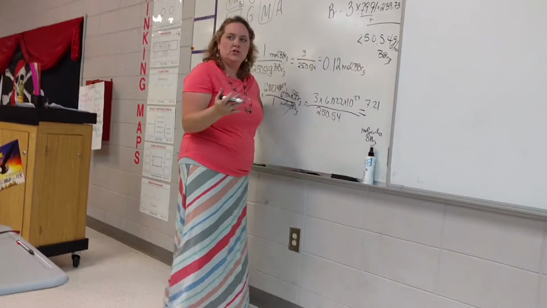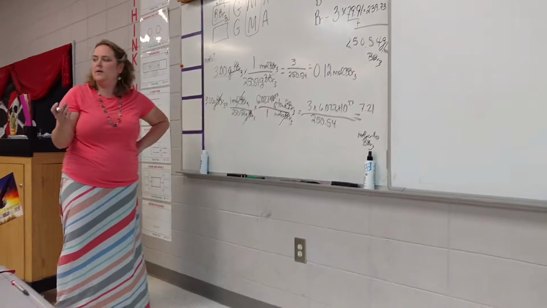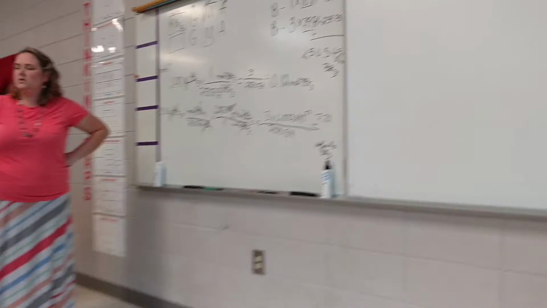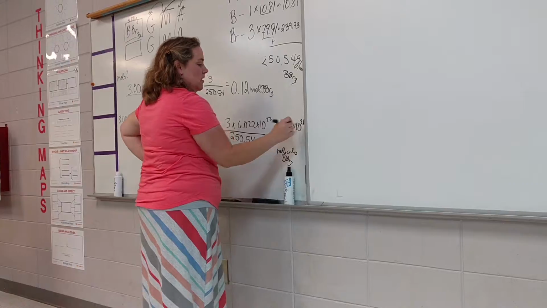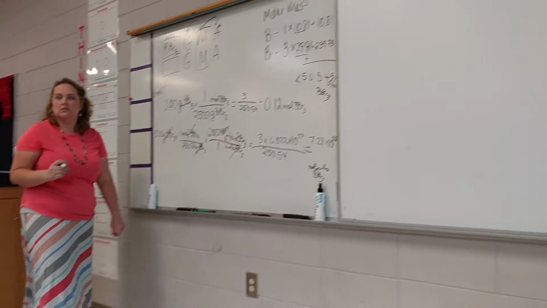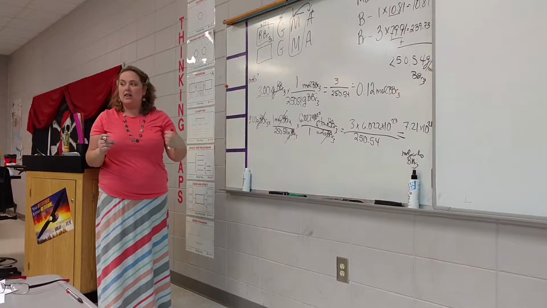I got somebody that said 7.21. Is that about right? Anybody else get anything different? Times 10 to the 23rd power? 21st. So times 10 to the 21st power. Does that make sense?